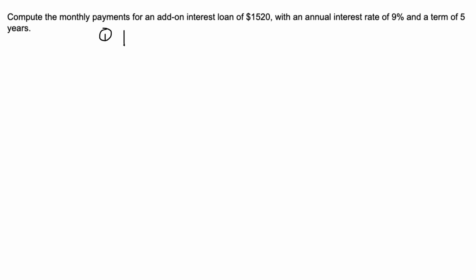And we'll do that by using the formula I equals PRT. Once we find the value for I, we're going to use the next formula to compute the monthly payments. And this formula is the principal plus the amount of interest divided by the total number of compounding periods, which is N. And remember that N equals M times T.